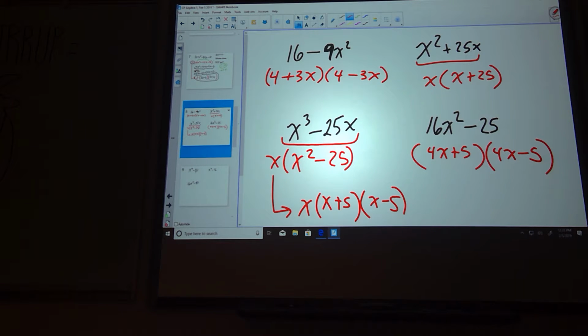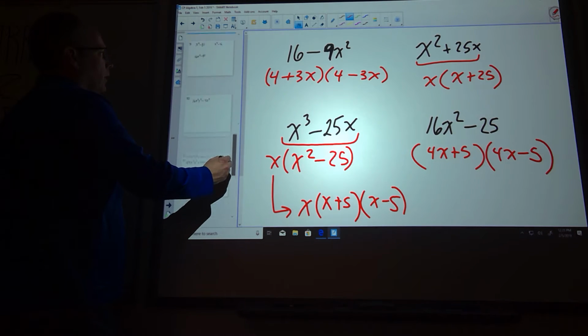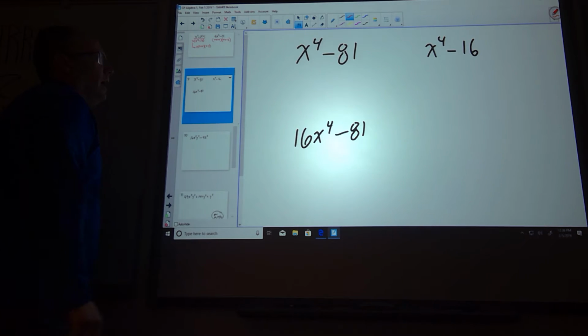So difference of two squares: two terms, subtraction sign, both of them are perfect squares. How many more do I got?